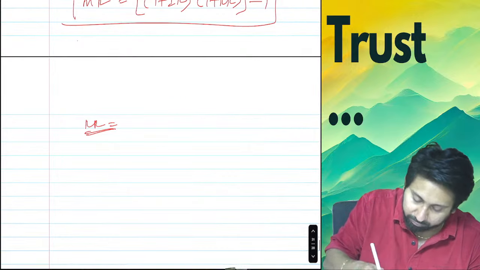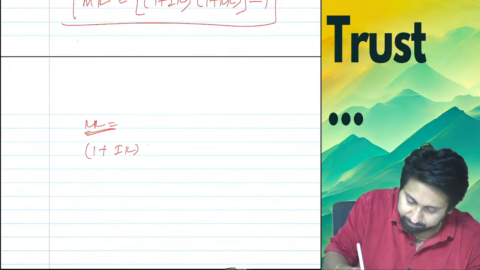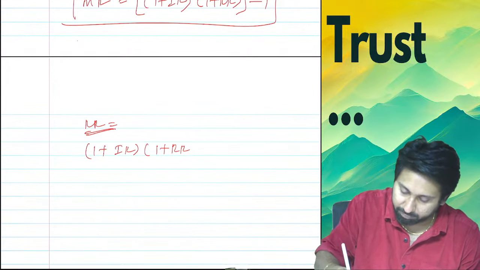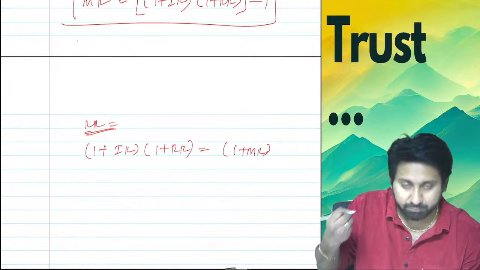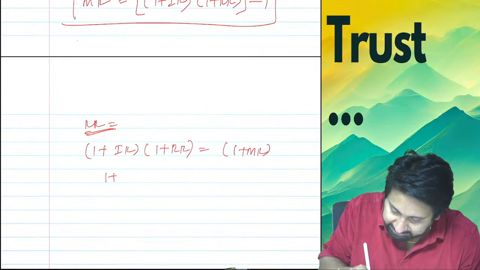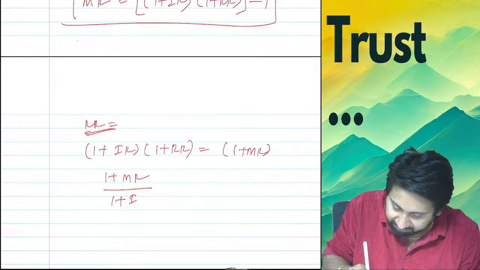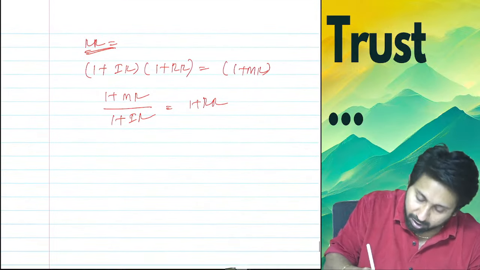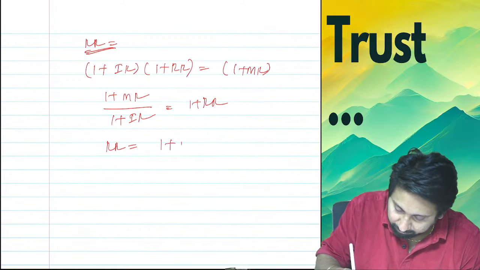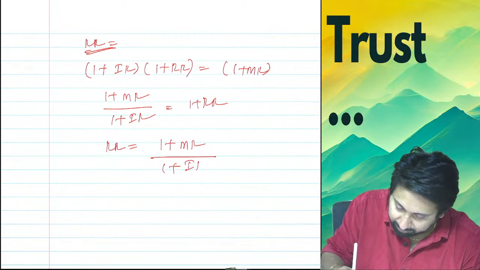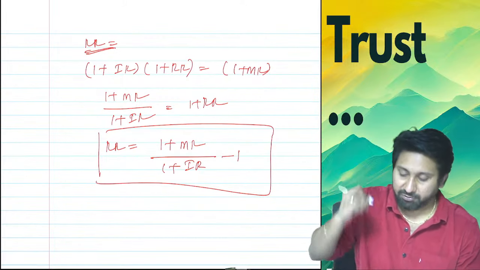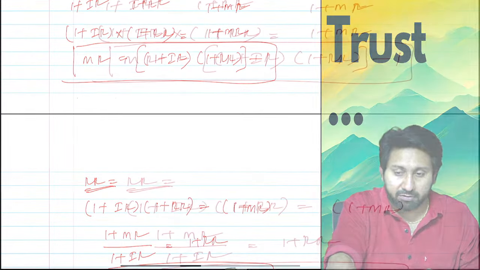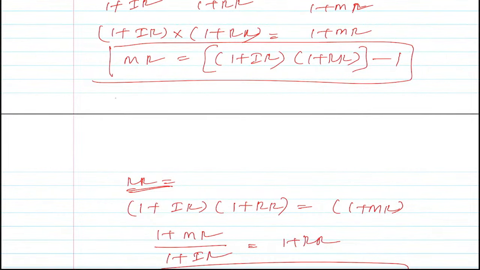MR. RR also you can calculate. Okay? How? (1+IR) into (1+RR) equal to (1+MR). (1+MR) divided by (1+IR) equal to (1+RR). RR equal to (1+MR) by (1+IR) minus 1. Okay? See the formula I have written here. Observe them properly. Everyone, those in live, please put a message, understood or not.